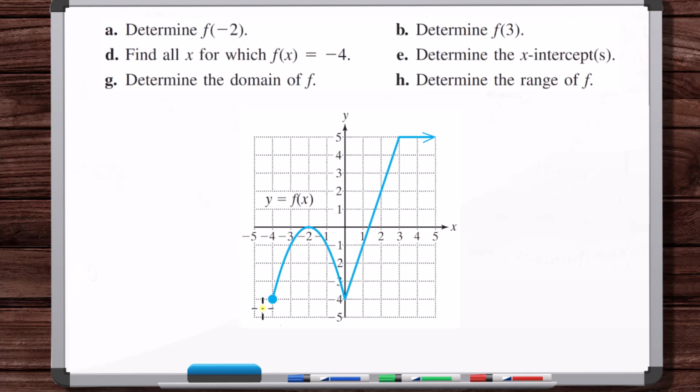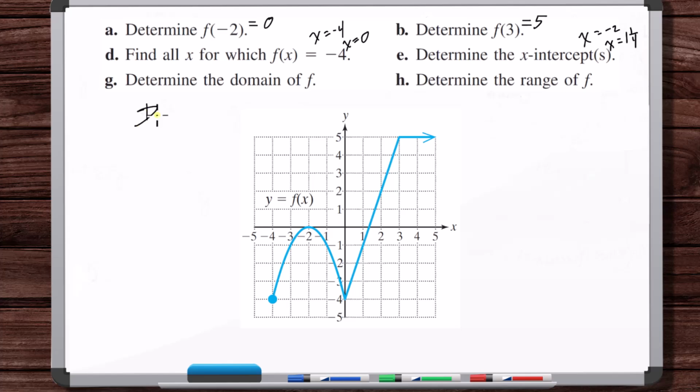Okay, same problem, but with another function. So what is f of minus 2? We can see that is 0. Okay, what is f of 3? We can see that is 5. Okay, what is all x for which f of x is equal to minus 4? Well, there's 2 values. That's at minus 4 and 0. Okay, determine the x-intercepts. We've got one at x is equal to minus 2 and one at x is equal to, it looks like 1.25.